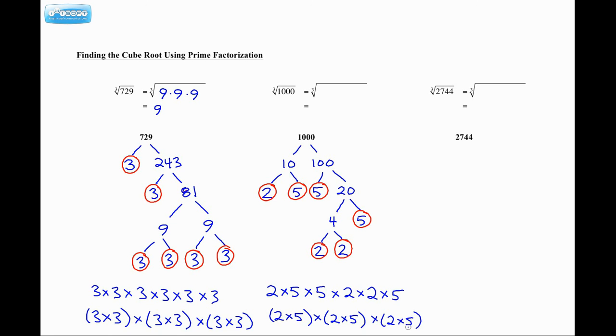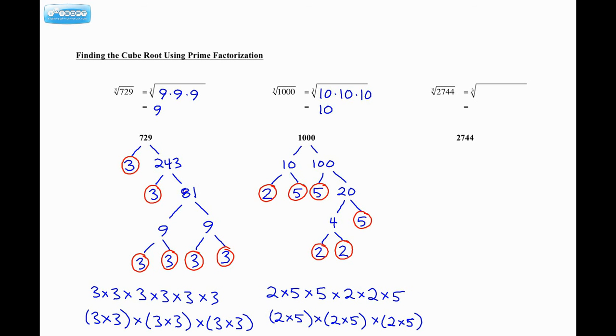And there they are, rearranged. Each of these is 10. So 1,000 is the same as 10 times 10 times 10. I have 3 of them. So the cube root of 1,000 is 10. Like we didn't already know that.